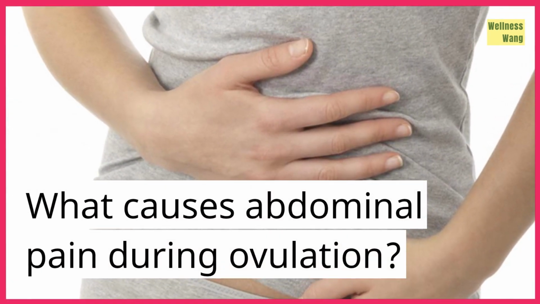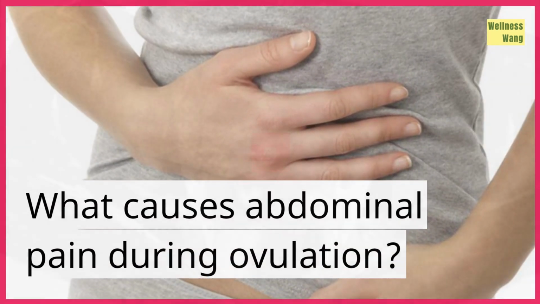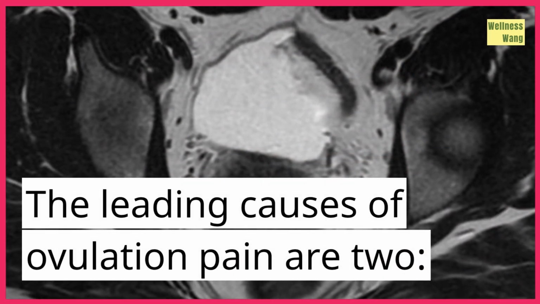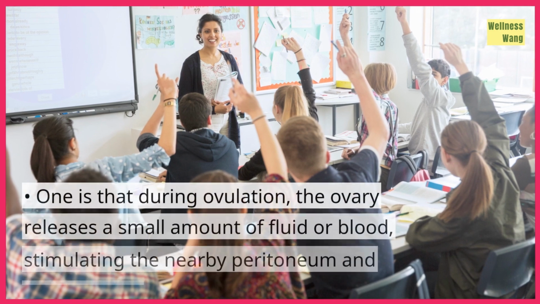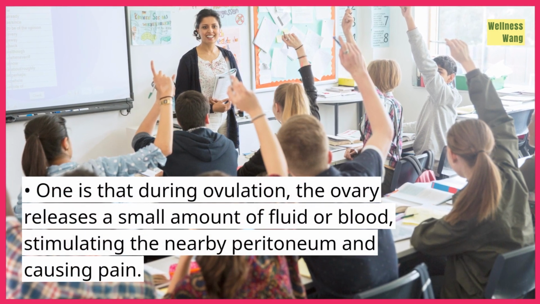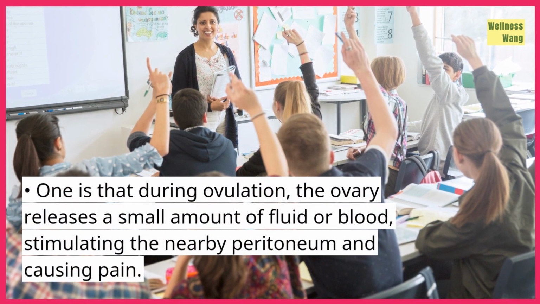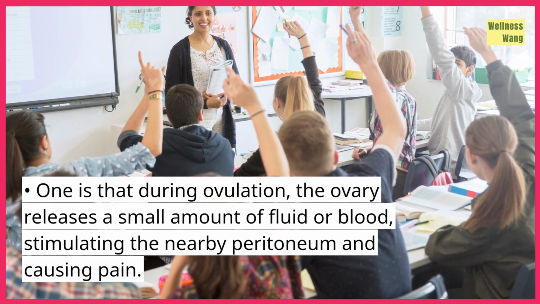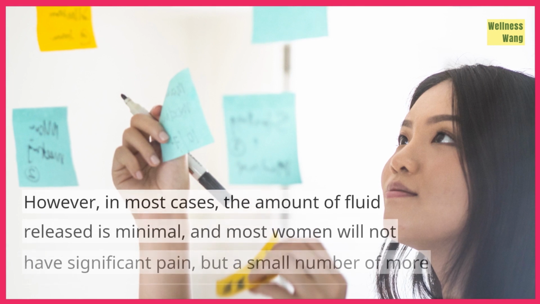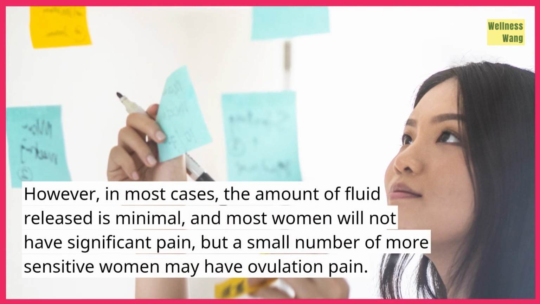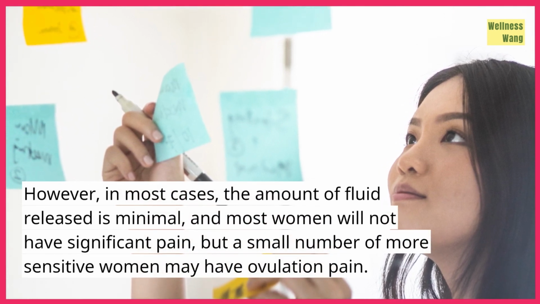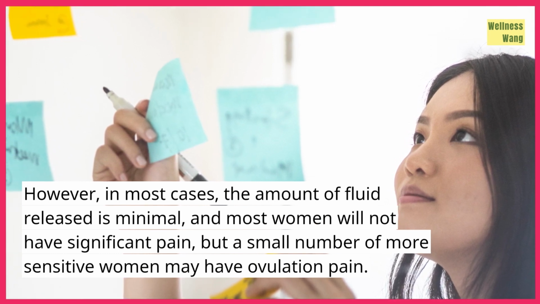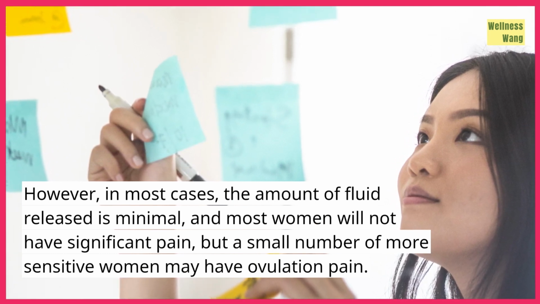What causes abdominal pain during ovulation? The leading causes of ovulation pain are two. One is that during ovulation, the ovary releases a small amount of fluid or blood, stimulating the nearby peritoneum and causing pain. However, in most cases, the amount of fluid released is minimal, and most women will not have significant pain, but a small number of more sensitive women may have ovulation pain.